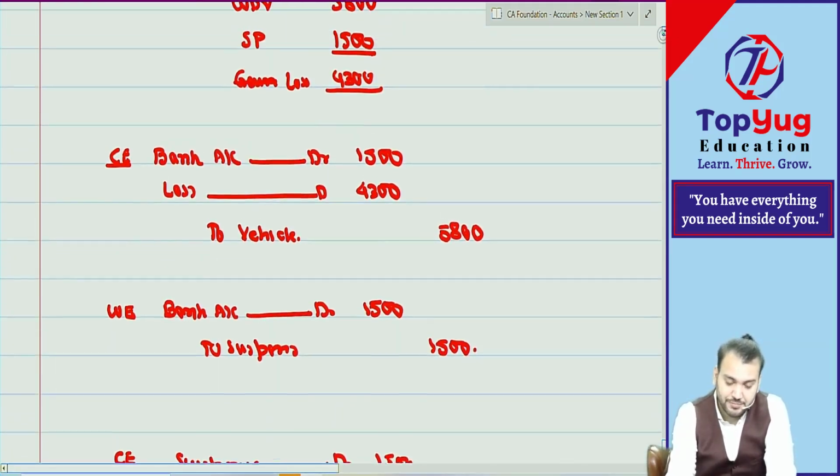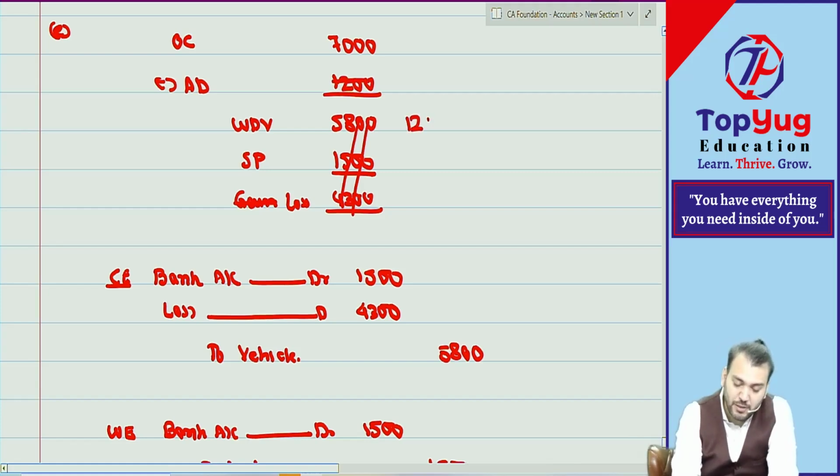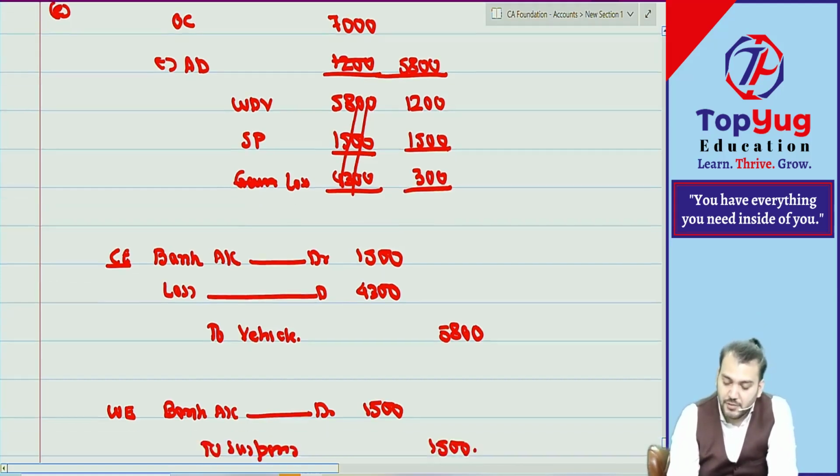It is given: it is depreciated to 1,200. Means actually the WDV is 1,200, and accumulated depreciation is what? So one mistake, I have not read the question carefully. Wrong. It is a gain of what? 300 now.